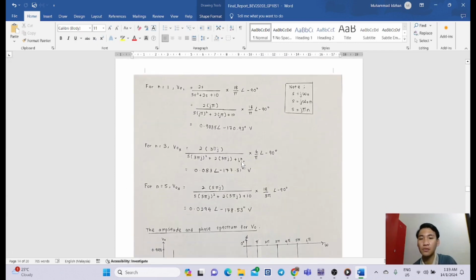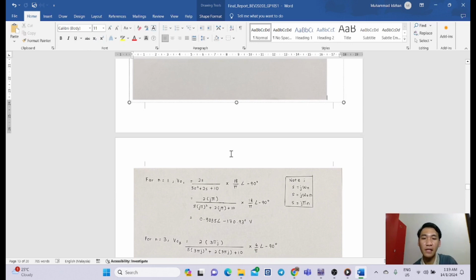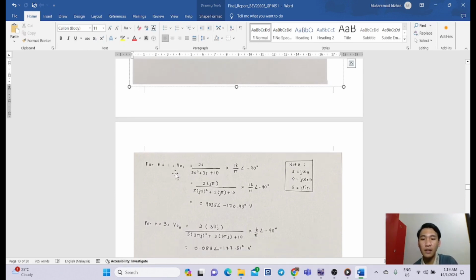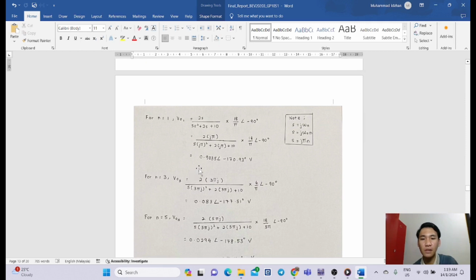After that, we can continue to find the voltage out based on the formula that has been formed. For n1, Vs1 is 18 over pi with the angle negative 90 degrees, and the value of S we need to change using S equals j omega naught n. Our omega naught is pi, so S will be j pi n. We change all the values of S with j pi n, and we get V out 1, which is 0.9035 with the angle negative 170.93 degrees volt.